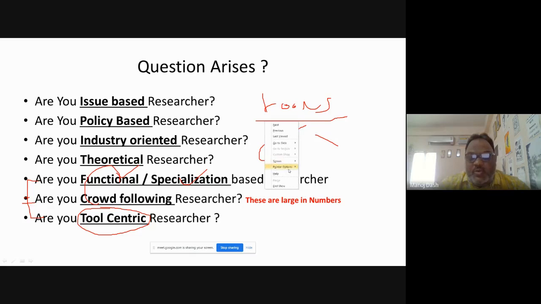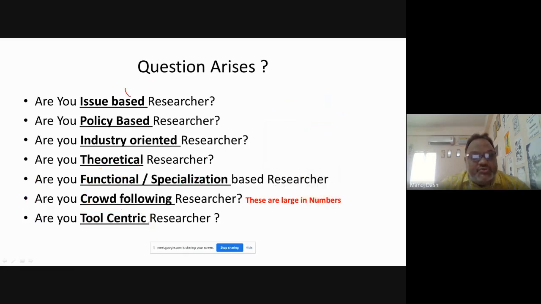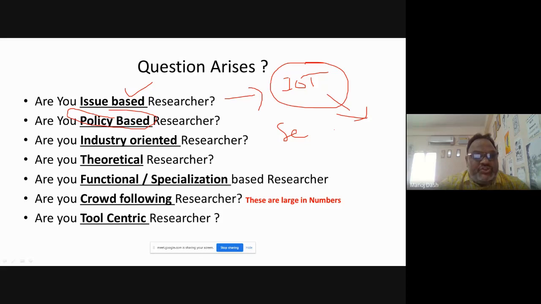Now first ask yourself what type of researcher you are. Is it policy or issue based? Suppose, for example, some will talk about IoT, some about digital issues, some about security, some about image processing. These are issue based. Then there is government policy based; most researchers who are doing projects focus on policy. There is the industry-oriented researcher, and the theoretical researcher, generally mathematical people, who make contributions in their tools. Most management and social researchers are either specialized or functional. But please don't follow the crowd as a researcher.